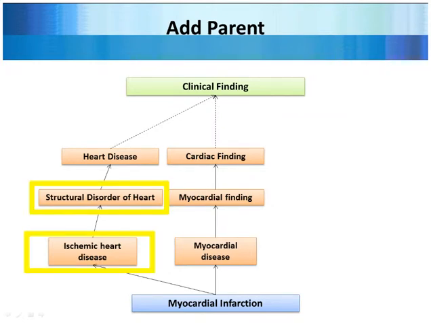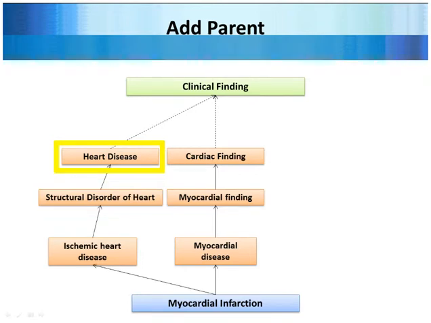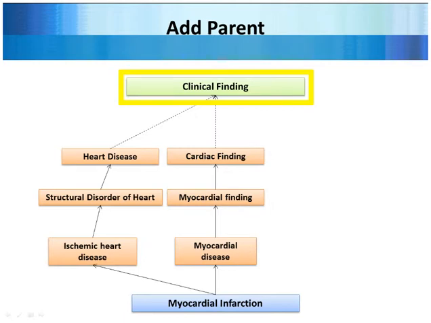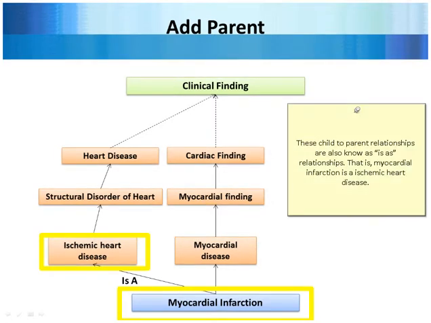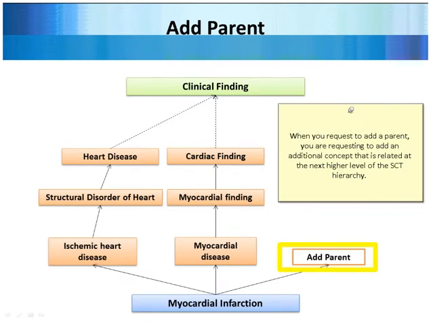If we focus on one branch, you will see that structural disorder of the heart is a parent of ischemic heart disease, and heart disease is a parent of structural disorder of the heart. Eventually, you will get to the top-level view of clinical finding. These child-to-parent relationships are also known as ISA relationships. That is, myocardial infarction is a ischemic heart disease. When you request to add a parent, you are requesting to add an additional concept that is related at the next higher level of the SNOMED CT hierarchy.